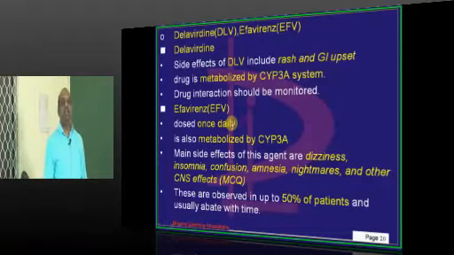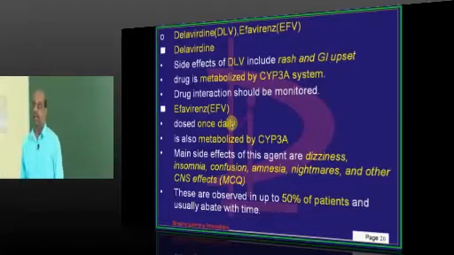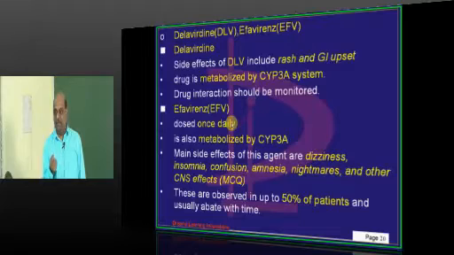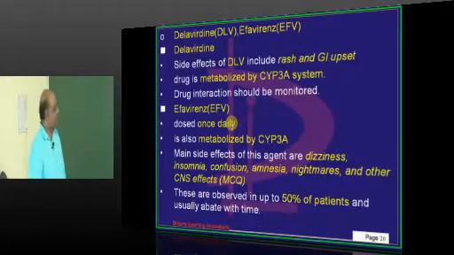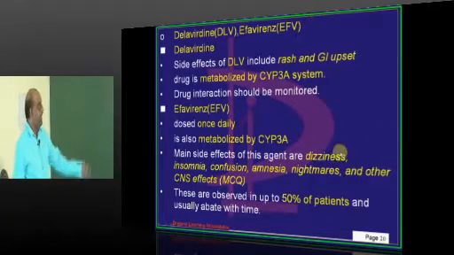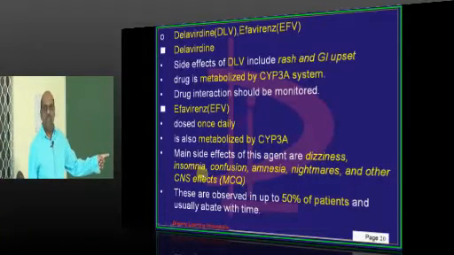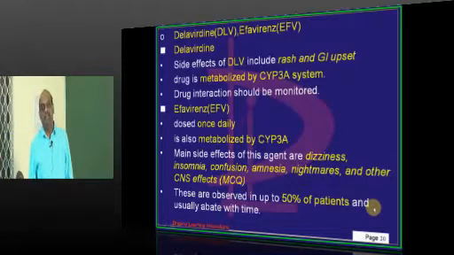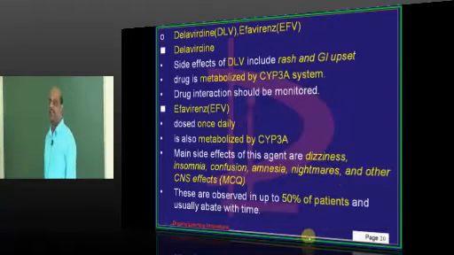Efavirenz, you can't. One advantage of efavirenz is once daily dosing. Only one time you can feel, I am taking an antiretroviral drug. So it is dosed once daily. CYP3A metabolizes it, but it causes giddiness, insomnia, confusion, amnesia, nightmares, suicidal depression and CNS effects.